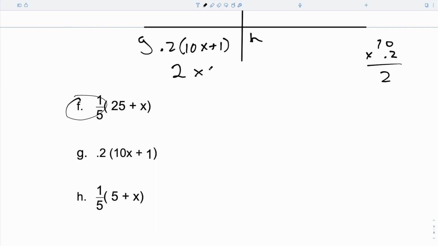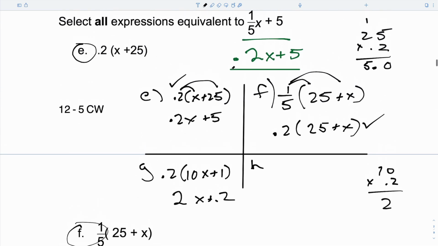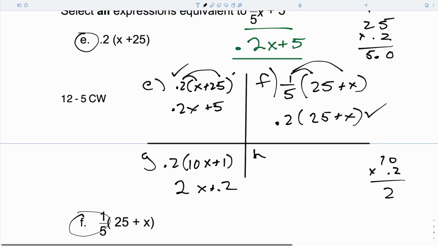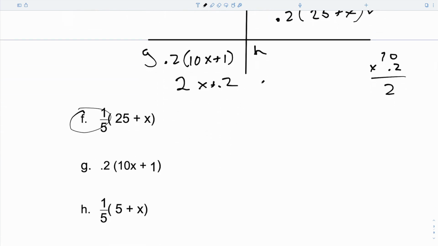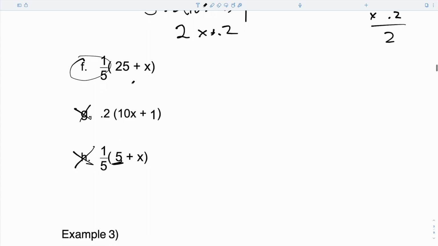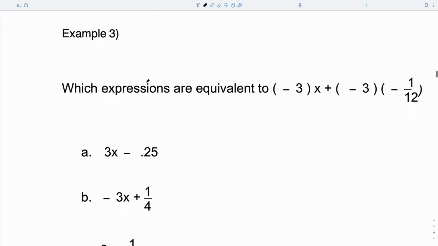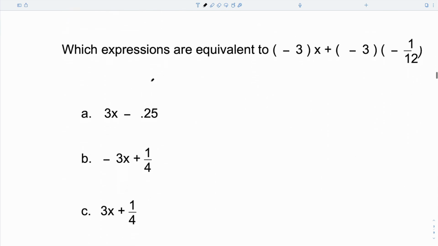This is 2x plus 0.2. 2x plus 0.2 doesn't match. You're right. It should be a 0.2x. Cross out G. And H, if this worked with 25, it's not going to work with a 5. So we cross that one out too. That one will not work. Okay, last problem. Flip your page, please, if you haven't.